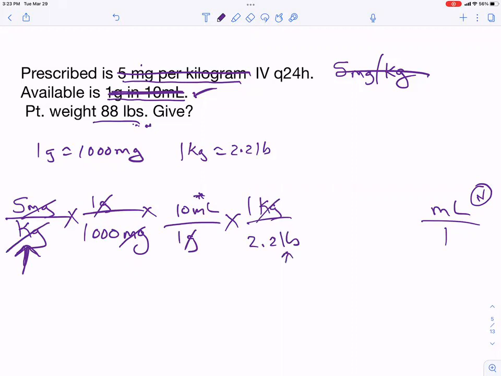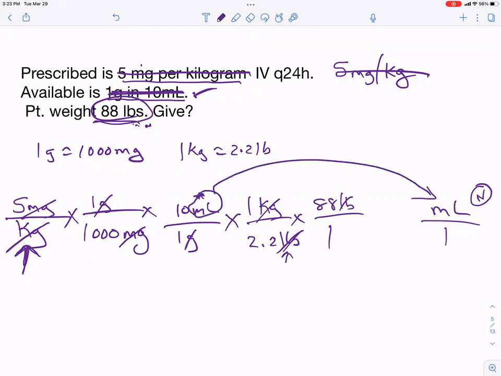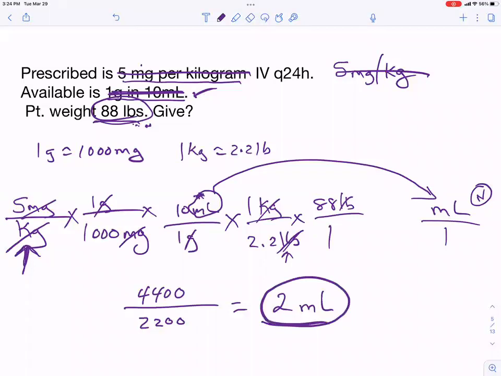So what do I use? I use what's in my problem, 88 pounds. Put that over 1, that gets rid of pounds. Now I check out my problem. I have just the milliliters I need. Now it's just math. So when I do 5 times 10 times 88, it's 4,400, I hope. And then 1,000 times 2.2 is 2,200. And when I divide 2,200 into 4,400, it gives me 2. And I'm going to not forget my unit of measure. So I'm going to give 2 milliliters of medication to that patient.